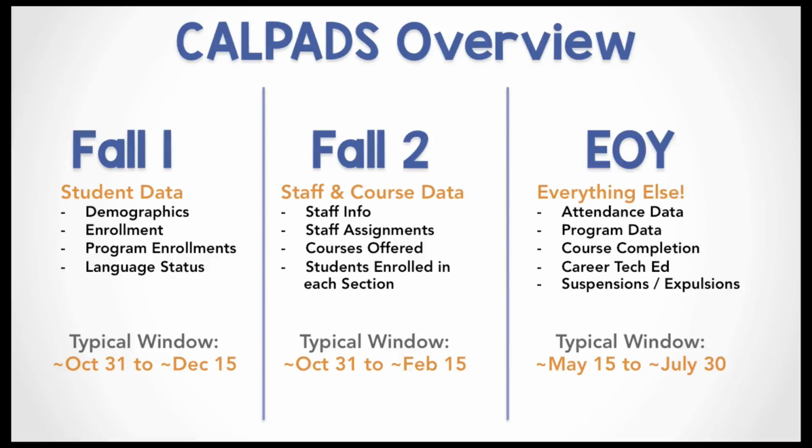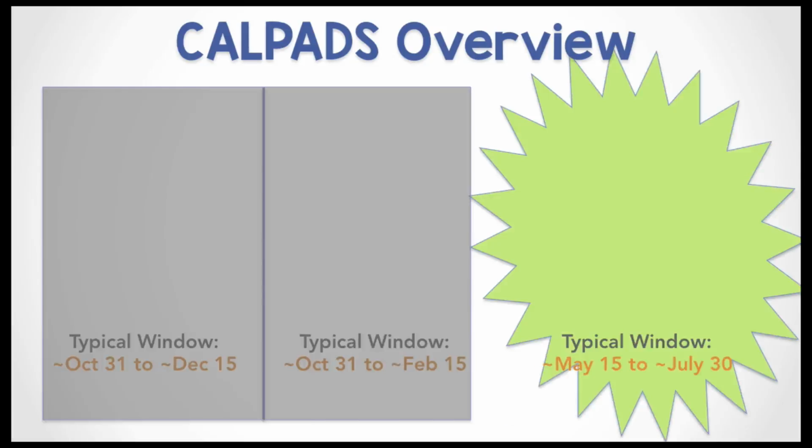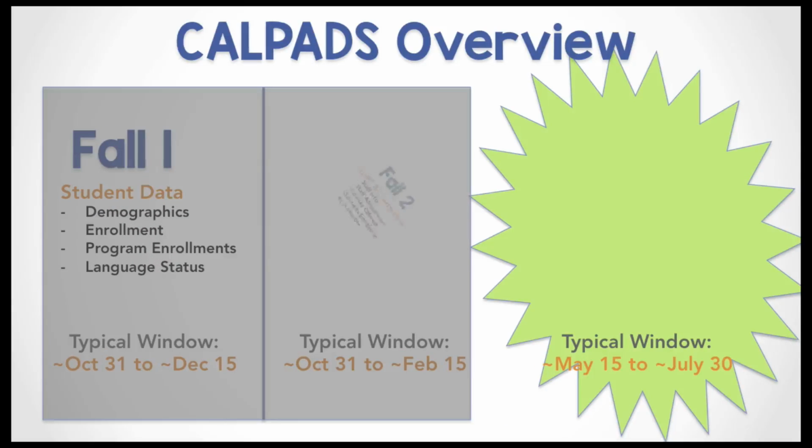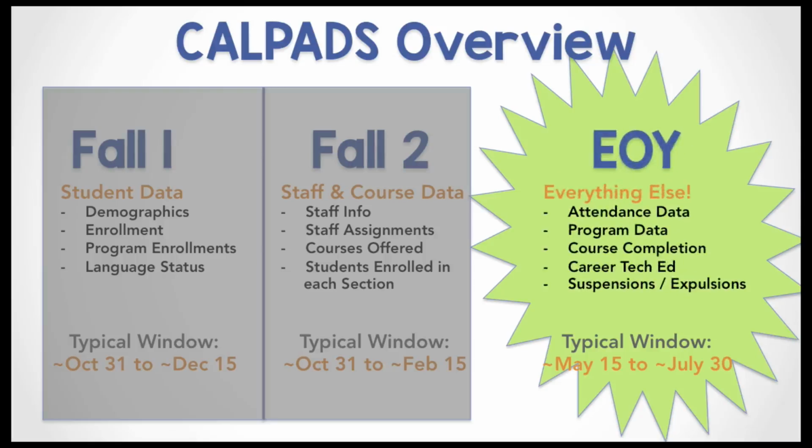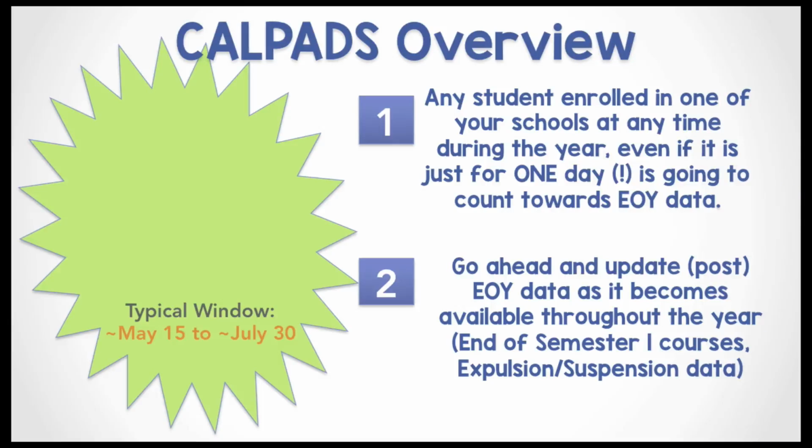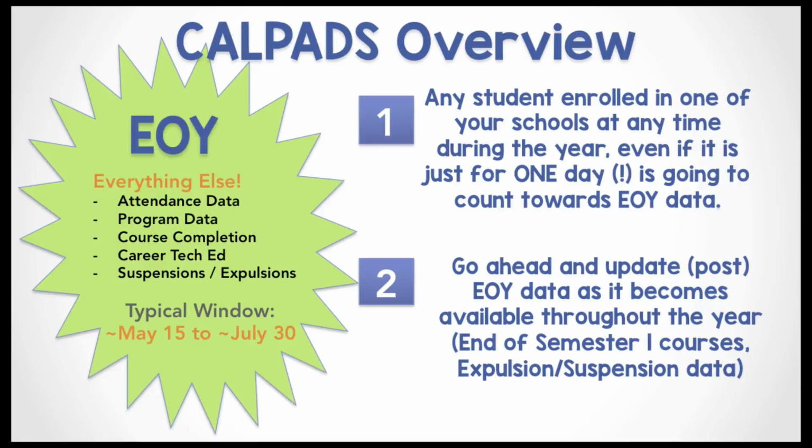And then the end of year stuff, which is really sort of everything else that wasn't covered, student or staff data, including suspensions, expulsions, attendance data, and some updates. Some of this stuff is new this year as well, so it's a little bit dynamic, but we're going to try to go ahead and focus on end of year stuff and what that looks like.